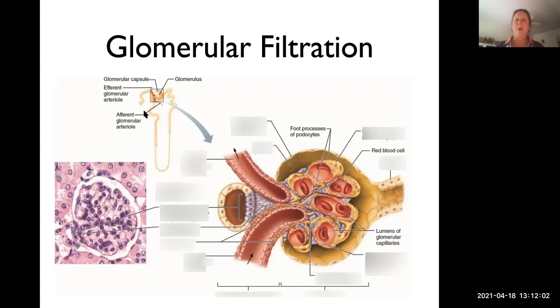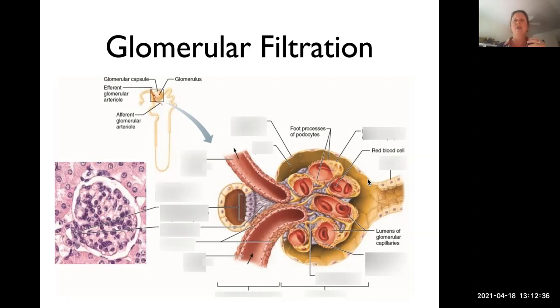All right, now we're going to take a look at the process of glomerular filtration in a little more detail. We've already talked about how the glomerulus, which you can see here, this specialized ball of capillaries, is an extremely leaky capillary bed and is surrounded by the glomerular capsule, which collects everything that comes out, which is known as the filtrate.